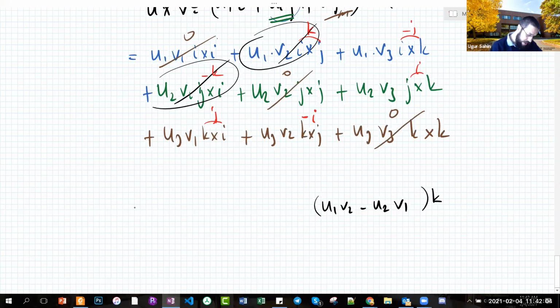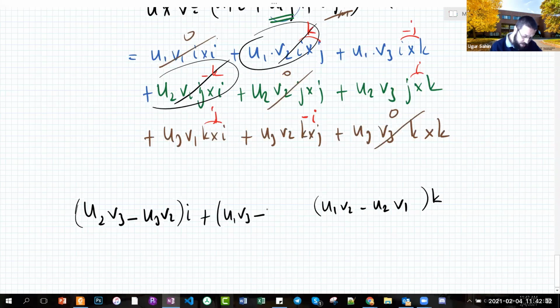Under i I have u2 v3. Let me write it down in this way so that I can have more space. u2 v3 minus u3 v2 times i, and for the j, what I have is u1 v3 minus u3 v1 times j. All right, did you see that? Now that is going to be my cross product.